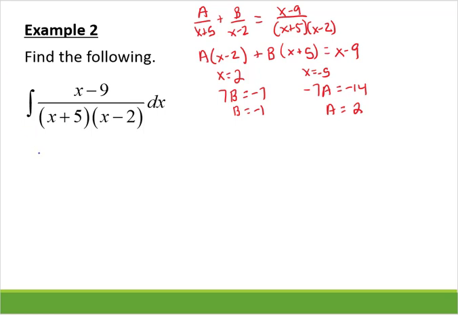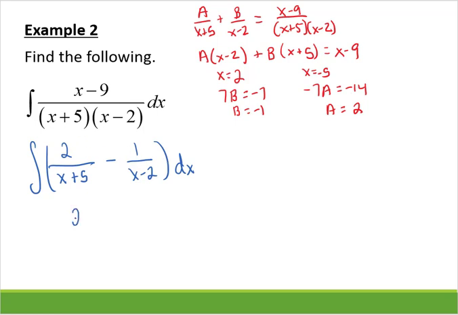So now I can integrate. So now I can integrate this as 2 over x plus 5 minus, because b is negative, 1 over x minus 2 dx. Antiderivative of that is 2 ln of x plus 5 minus the ln of x minus 2.